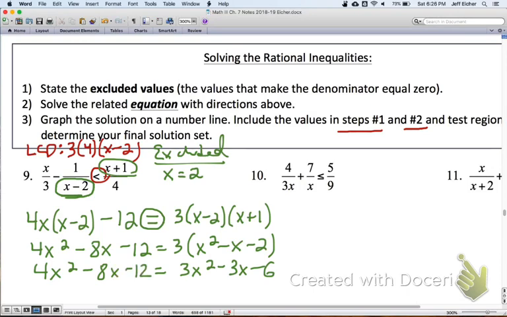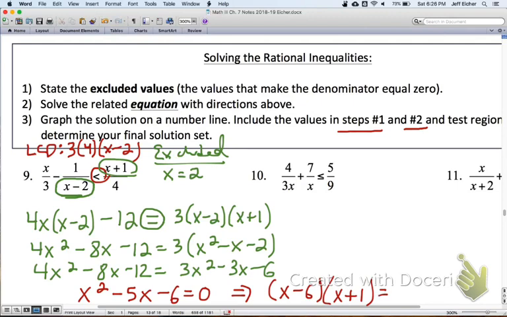Let's see, subtract 3x squared. Well, let's move everything to the left. I'll use a different color here. So that would be x squared, add 3x is a minus 5x, and then add 6 is a negative 6 equals 0. That's factorable: x minus 6, x plus 1 equals 0. So we get an answer of 6, and we get an answer of negative 1.